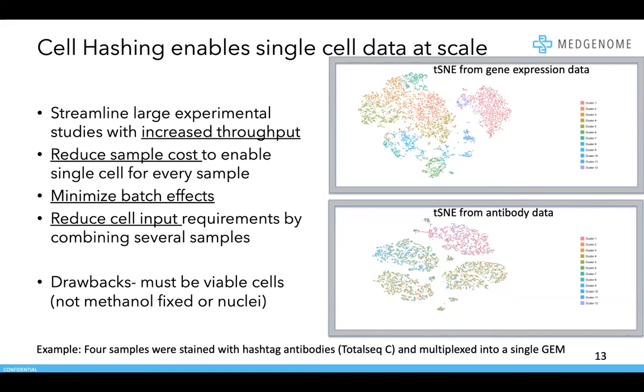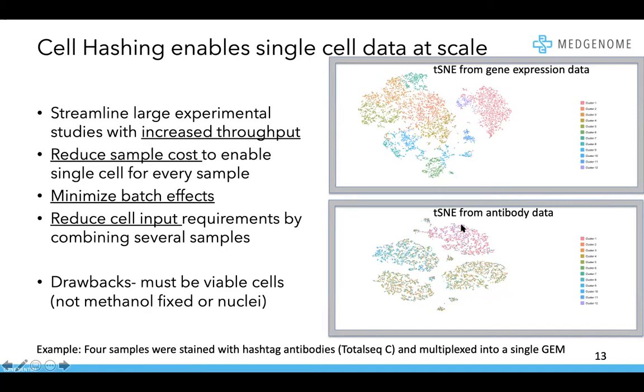Combining enough samples would get us to that 100,000 cell point where we can then confidently make a GEM and sequence the cells. The drawback to cell hashing is that it must be used on viable cells. It cannot be used on methanol fixed cells or nuclei. So ideally, it would be used for cryopreserved cells or a fresh sample drop.